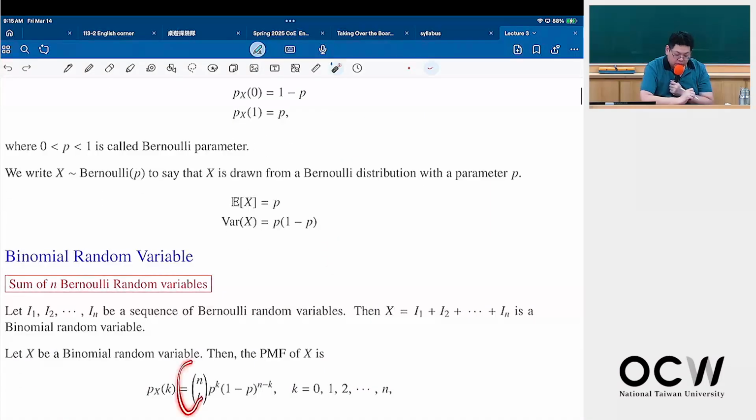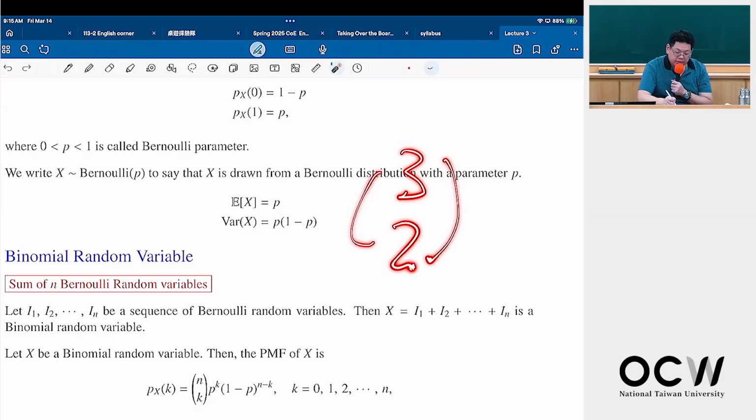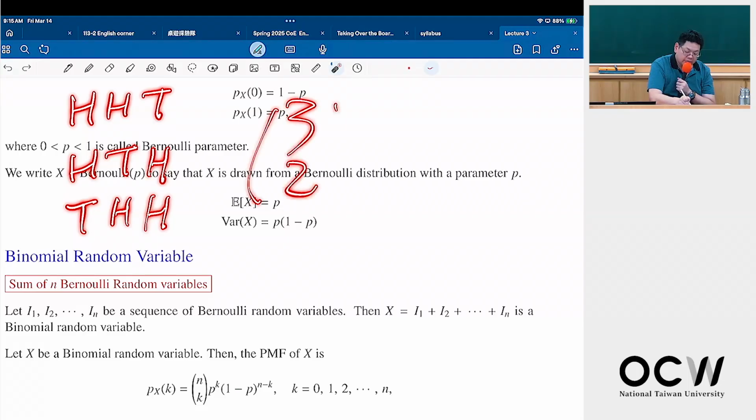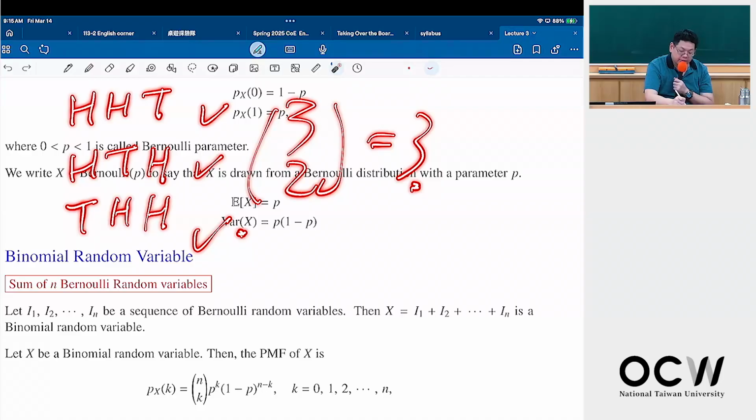So binomial is like n choose k. I flip the coin 3 times, and what is the probability of getting 2 heads? That is 3 choose 2. Again, I may have head, head, tail, or head, tail, head, or tail, head, head. So 3 choose 2 is 3. I get 3 realizations that match our requirement.